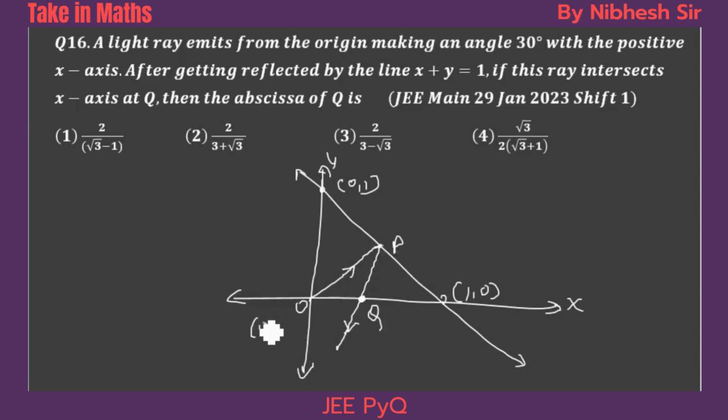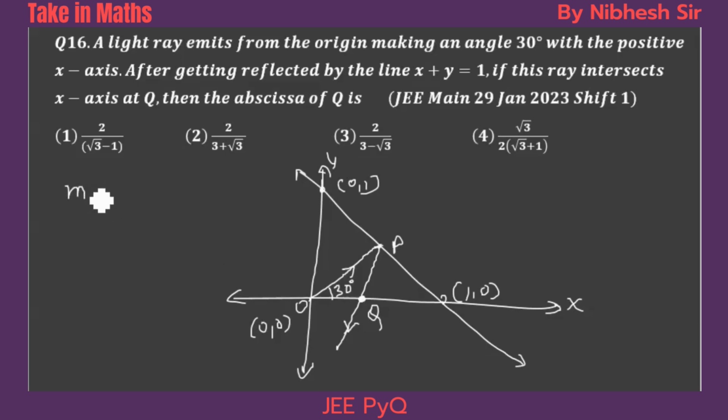The coordinate of the origin is 0, 0. This is making a 30 degree angle with the x axis. A light ray emits from the origin making an angle 30 degree with the positive x axis, so this is the 30 degree angle. Fine. So here we can find the equation of OP.